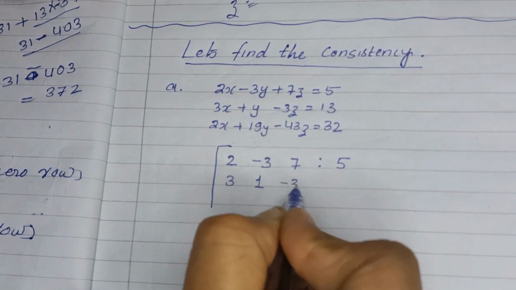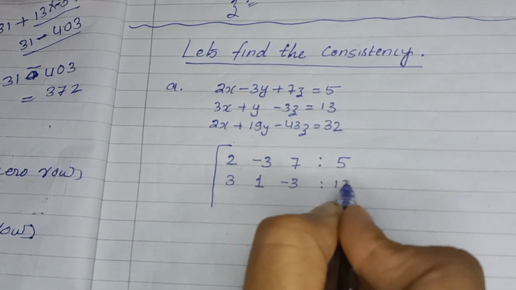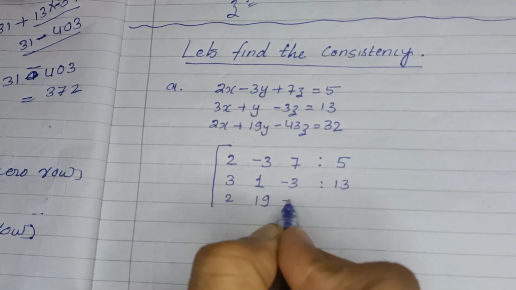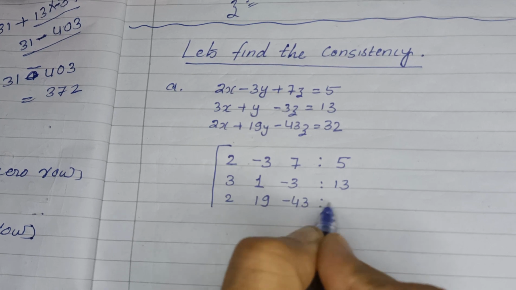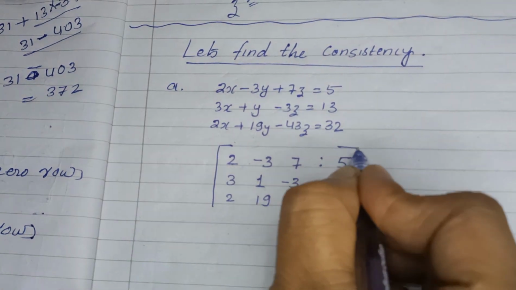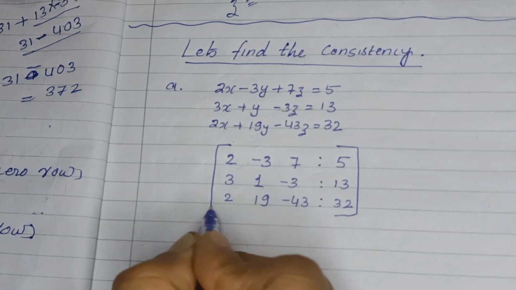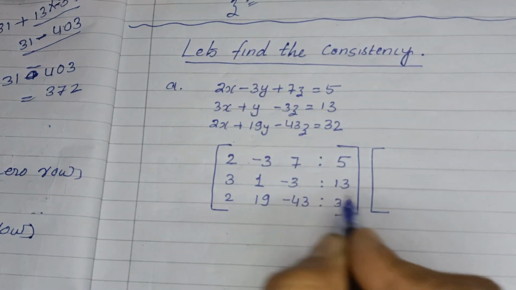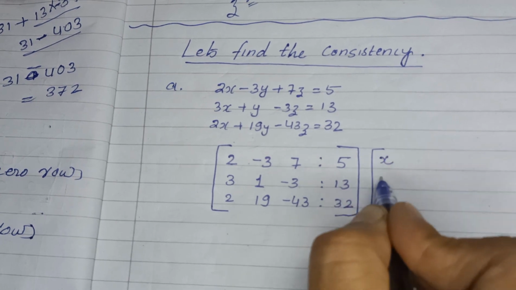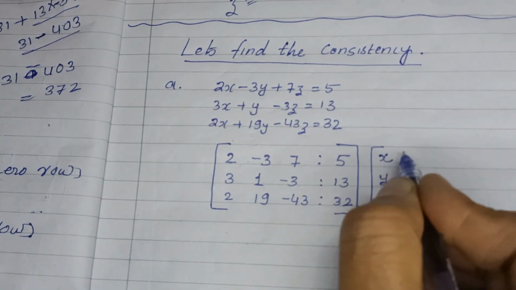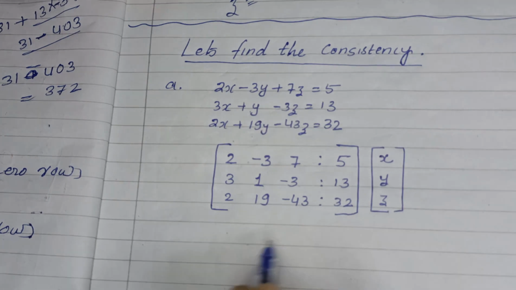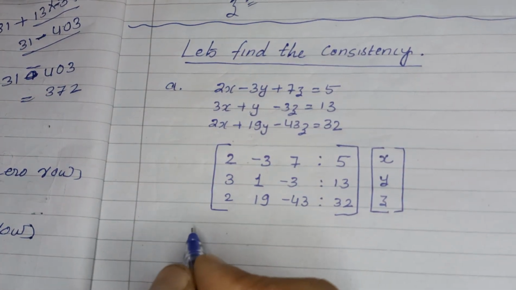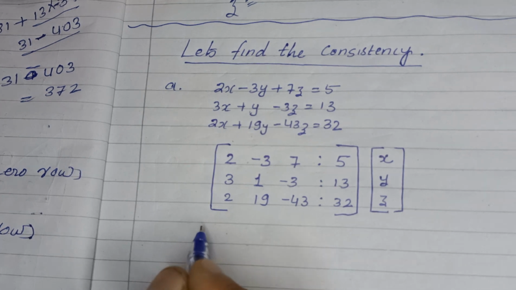So here minus 3, then 13, 2, 19, minus 43, then 32. So this is what we got in matrix form. We also need to write the variables. There are 3 variables, x, y and z. Later we have to solve it if it is consistent, and if it is inconsistent, then we have no answer for the solution for this question.